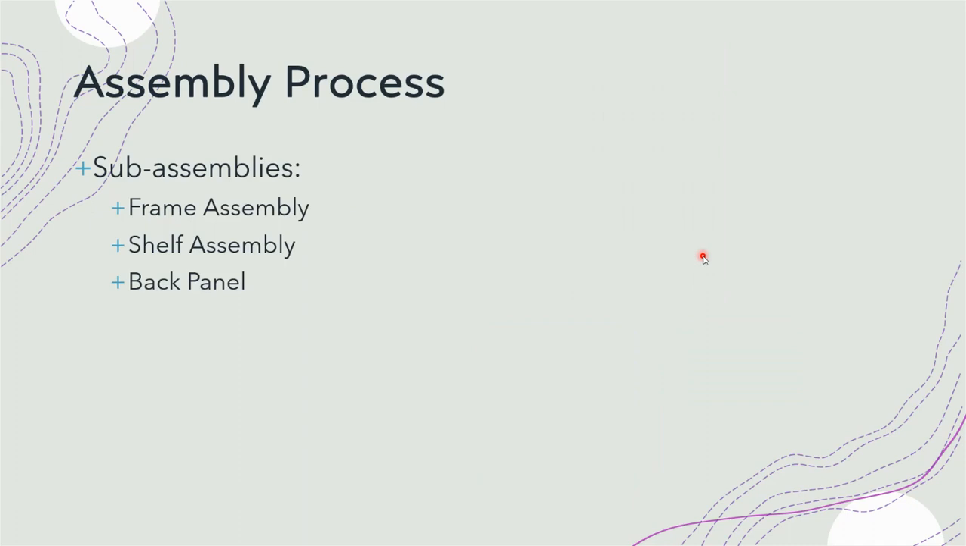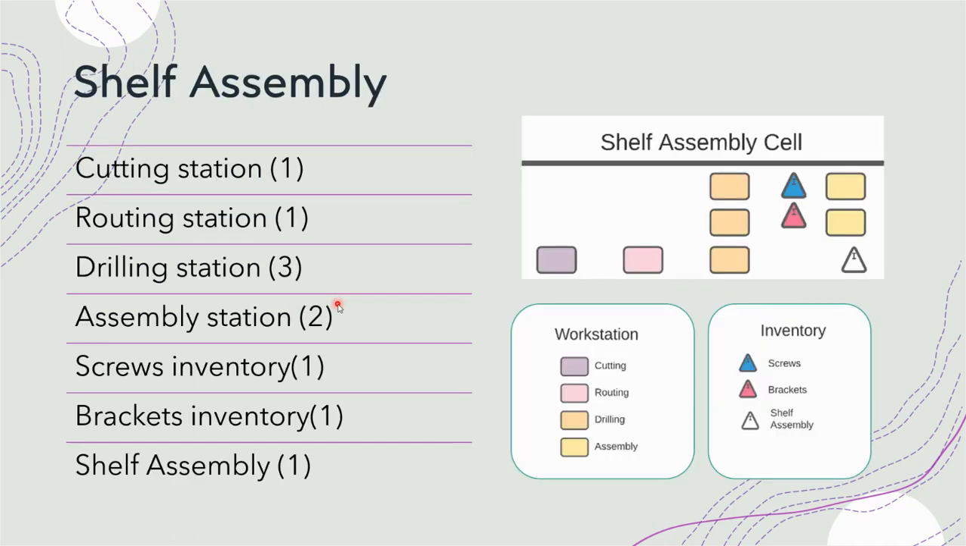Now let's talk about the assembly process. It has three sub-assembly processes, which are the frame assembly, shelf assembly, and the back panel. Let's start with the shelf assembly. It is composed of one cutting station, one routing station, three drilling stations, two assembly stations, one screw inventory, one brackets inventory, and one shelf assembly.